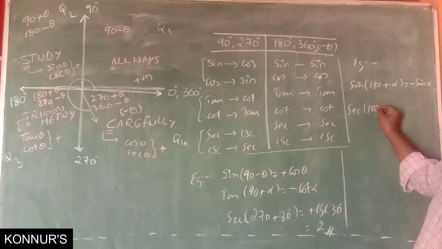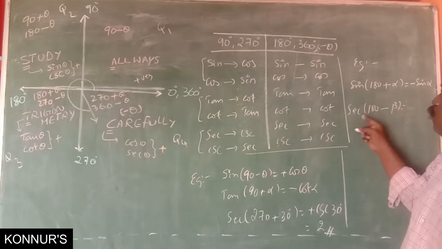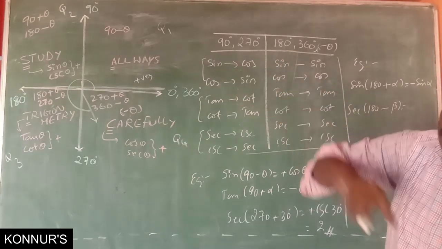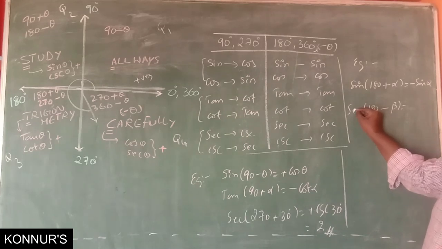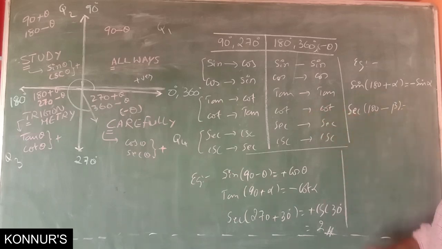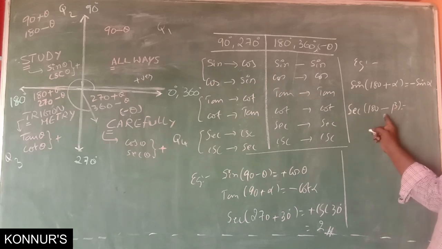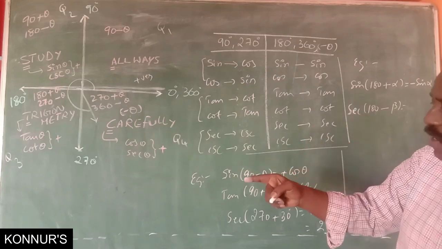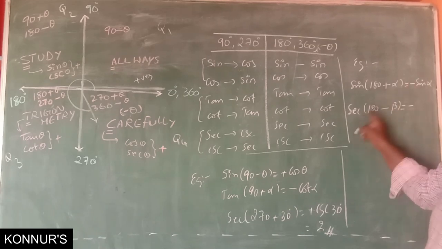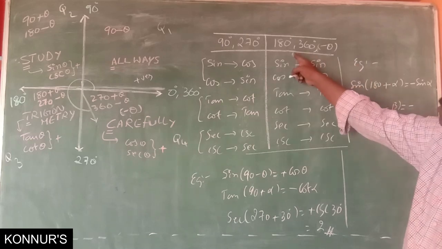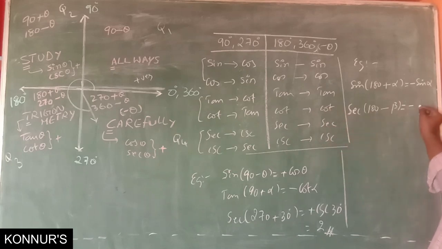Suppose secant of 180 minus beta is there. 180 minus is the second quadrant. In the second quadrant, secant is negative. Why? Because only sine and cosecant are positive in the second quadrant. Secant is positive in the fourth quadrant, but in the second quadrant it is negative. Again, when 180 is there, secant remains secant. So it is minus secant beta, not alpha or theta. Whatever angle is given, that angle must be mentioned here.